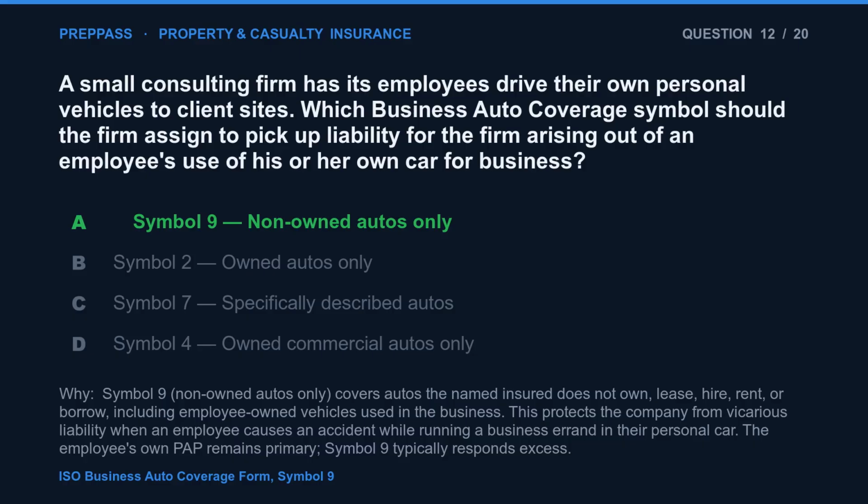The correct answer is A. Symbol 9, non-owned autos only, covers autos the named insured does not own, lease, hire, rent, or borrow, including employee-owned vehicles used in the business. This protects the company from vicarious liability when an employee causes an accident while running a business errand in their personal car. The employee's own PAP remains primary. Symbol 9 typically responds excess.